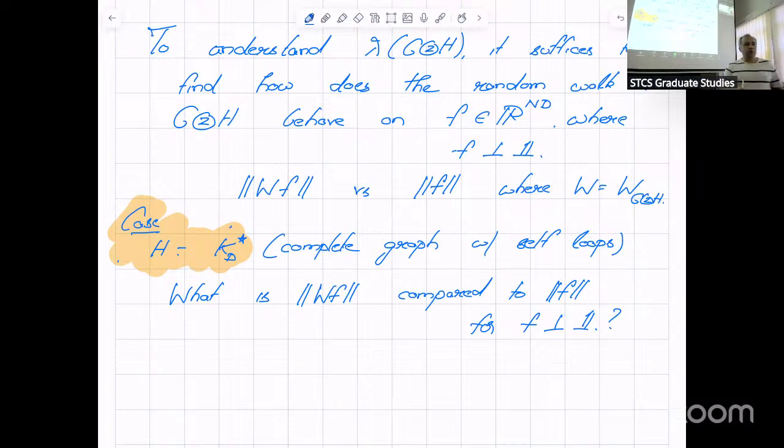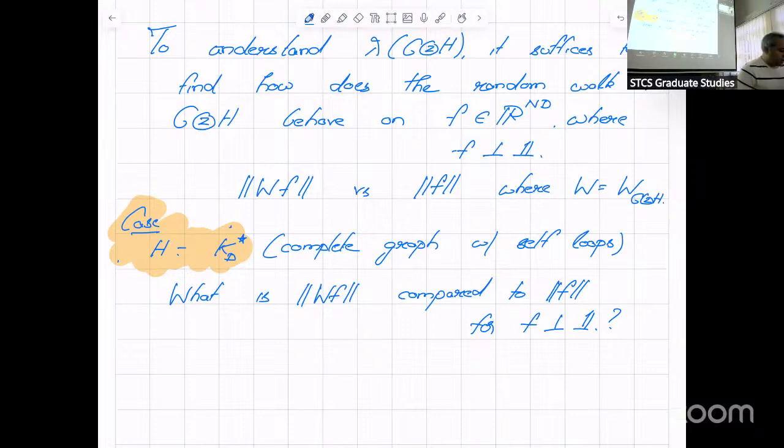Now, what does W do? W is a random walk matrix. It looks at the distribution of where you go. It averages F based on the random walk, taking the average of all its neighbors. Let's look at what exactly it's going to do for this particular function. The first step is a random walk in the cloud, and it's a complete random walk. Because I'm working with the special case K_D star, the first step just replaces every vertex within the cloud by the average value in the cloud.